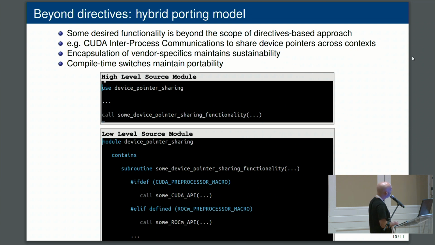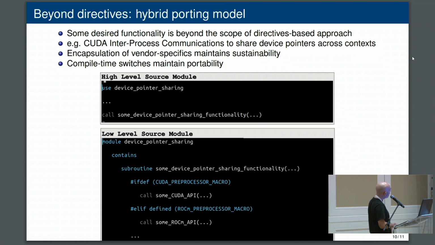For example, we've done some work that can benefit from CUDA inter-process communications, where we want to share device pointers across contexts on the device. So if you think about these multiple MPI processes attached, it can be a real benefit in terms of memory, avoiding memory replication if we can share pointers on the device.